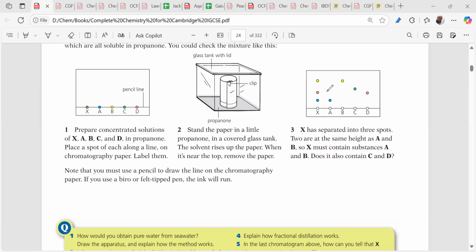Now, there's another parameter you have to understand, right? That ultimately what exactly happens? The main portion we have to understand is that there will be two interactions. The solutes will be having two interactions. In the first interaction, we will be seeing that the solute will be interacting with the chromatography paper, right?